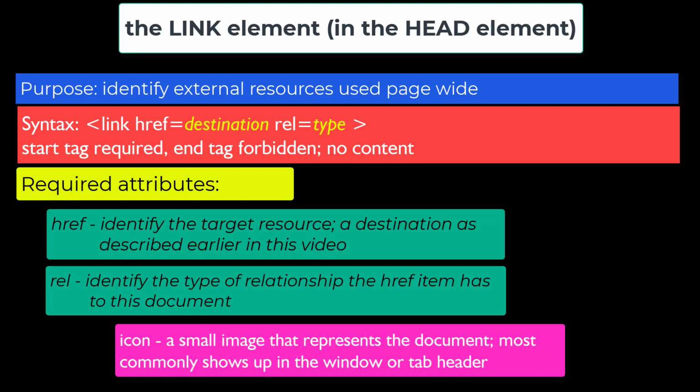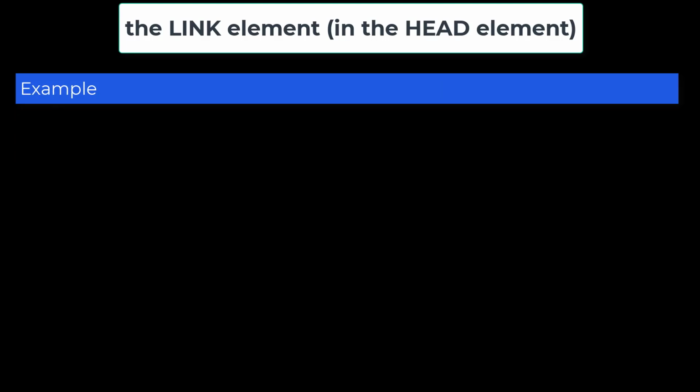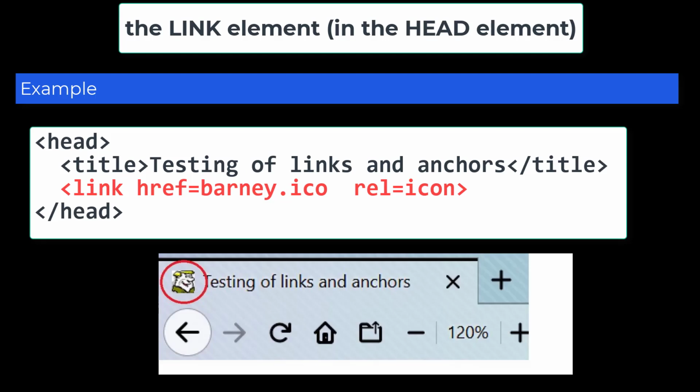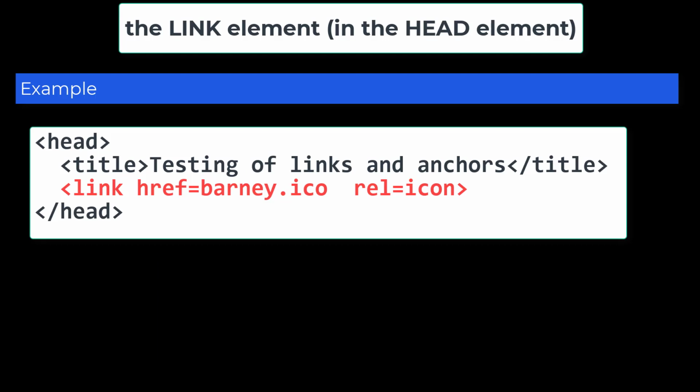An icon is a small image that represents the document. Most commonly, it shows up in the window or tab header. Here's an example. Here, this link element, we have href as barney.ico. Its relationship is icon. Barney.ico is included in the lab files for the course, by the way. And it shows up here in the tab, circled in red there, so you can see what it looks like.